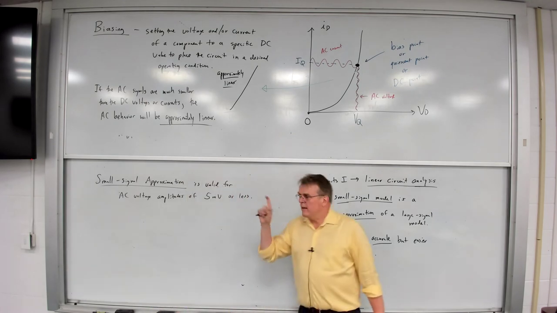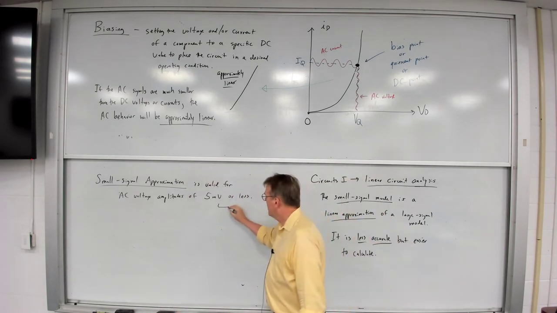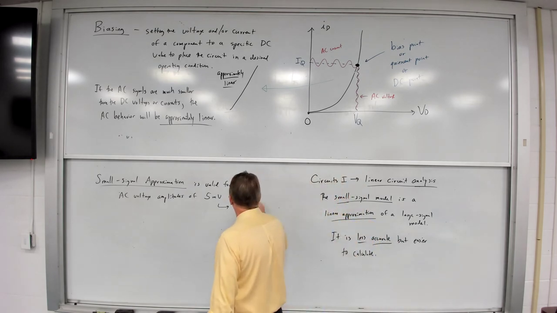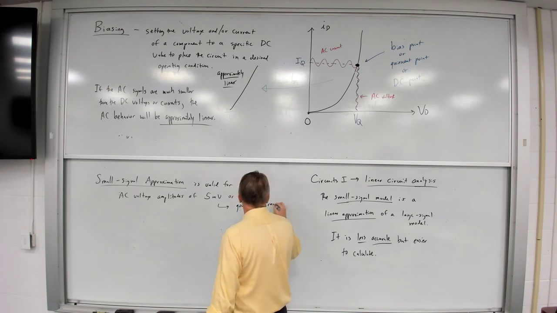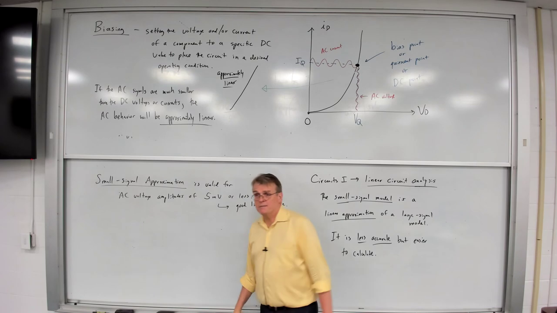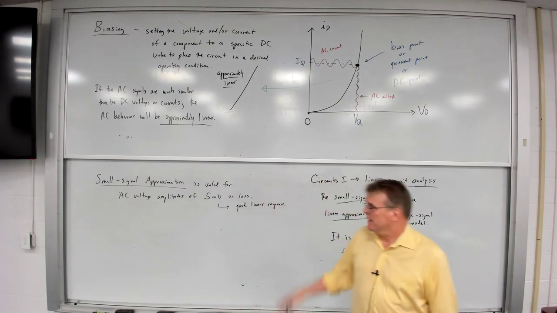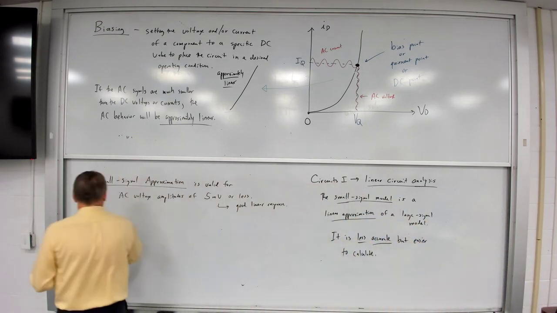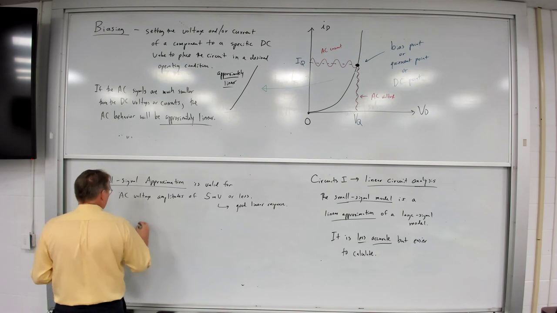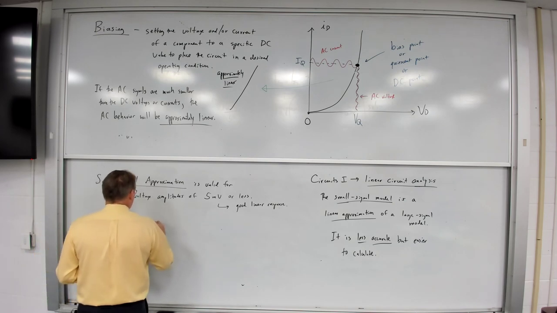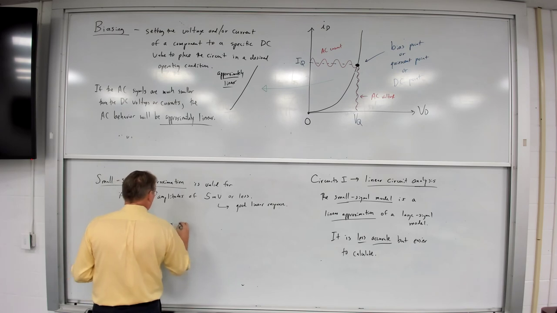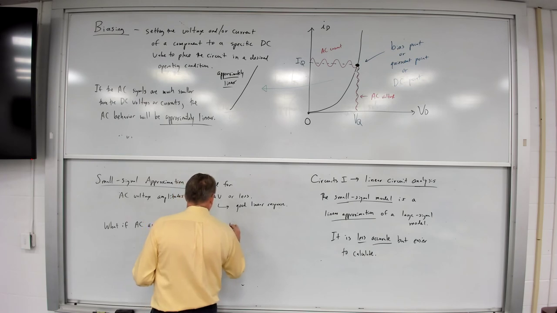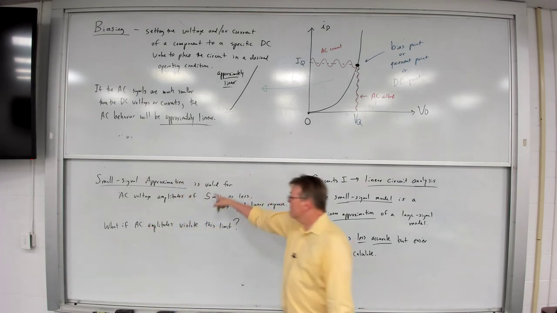Now, what this says is if this is true, we get a very linear response. Quite accurate. Not perfectly, but quite accurate. But let me ask you a question. What if we violate this approximation? What if our AC amplitudes violate that 5 millivolt limit?